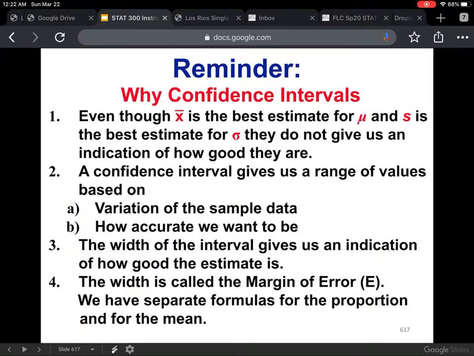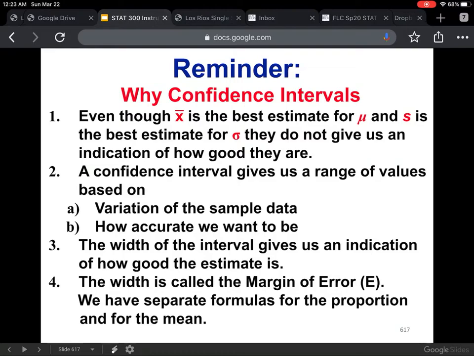Okay? As a reminder, remember that confidence intervals are used because they make more sense. It makes sense to have a range of values rather than just one point estimate. You don't know how far away you are from the actual population mean with a point estimate, but with an interval of values, you do have a confidence level. So even though x bar is the best point estimate for the population mean, and s is the best estimate for the population standard deviation, they do not give us an indication of how good they are.